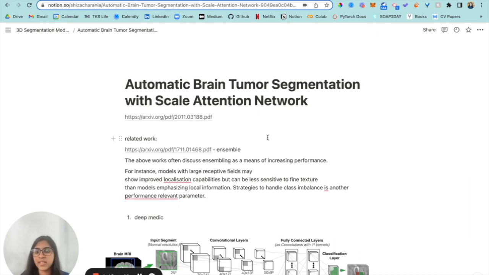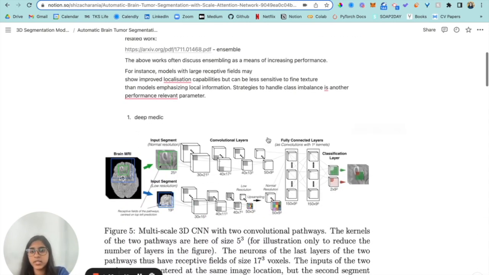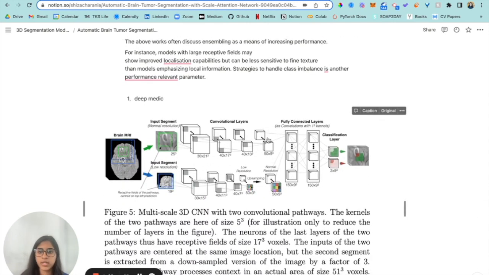This paper in the related work section talked about 3 different models that it used, and then combined them together to form an ensemble model that they called EMMA. First you start off with the DeepMedic model architecture. Long story short, you're taking the input that has normal resolution and low resolution, passing it through convolutional layers, then fully connected layers, and combining them together to get a segmentation. So that's the DeepMedic.